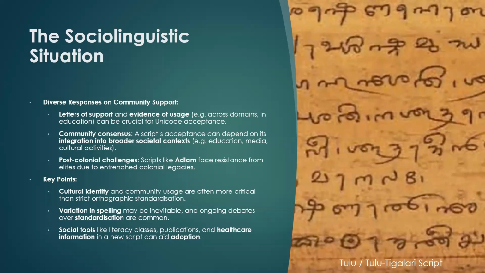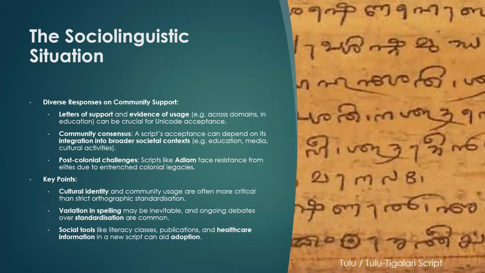And Unicode does really look for this. In a lot of Unicode proposals, when you review the documentation for a script, you will see lots of letters of support from local organizations or educational institutions or even businesses. And you also need community consensus. A script's acceptance can depend on its integration into broader societal contexts, not just education, but also media and cultural activities. And there are post-colonial challenges to consider. For example, scripts like Odlum face resistance from elites in the community due to entrenched colonial legacies. So I can talk more about that later.